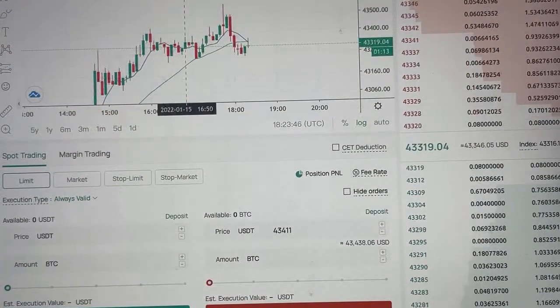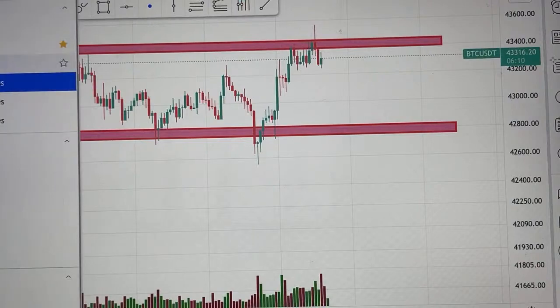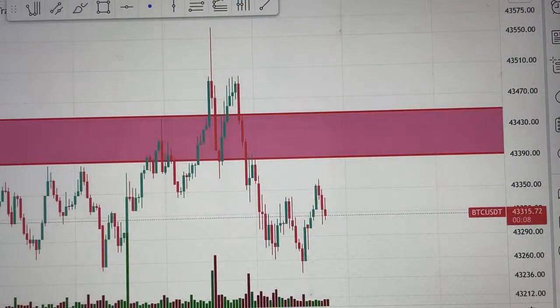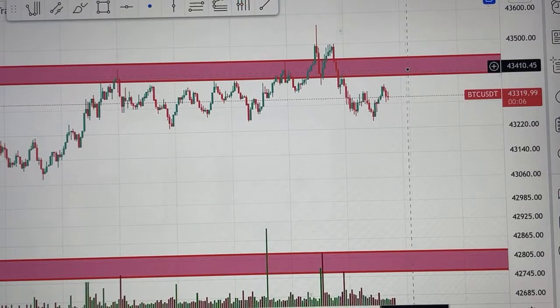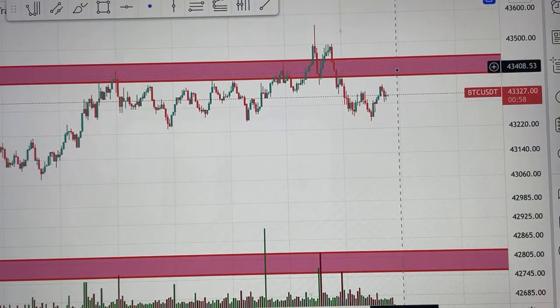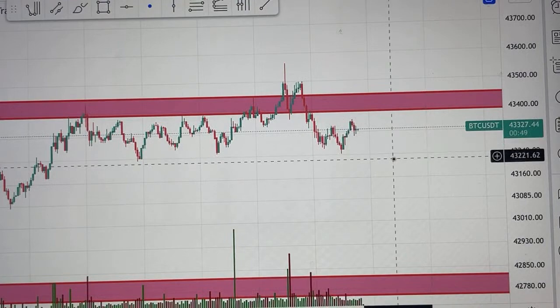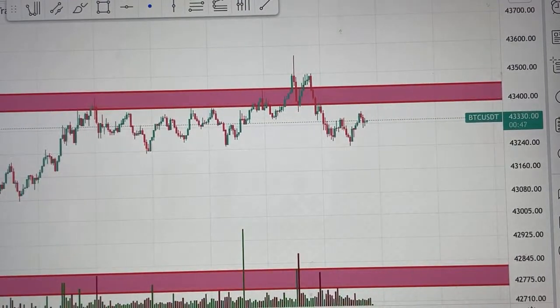Okay, guys, we are live trading here for new people in the live. I want to sell one Bitcoin at 43,411. I'm going to sell one Bitcoin here. I'm going to buy it back at lower prices. This is what I want to do right now.